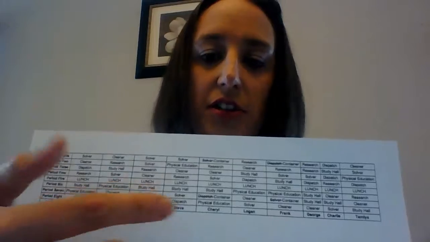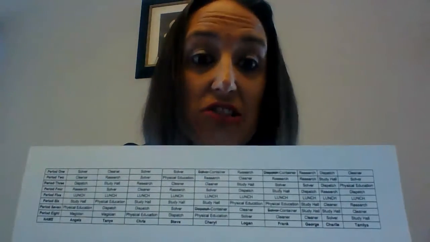So you'll see I have each character, Angela, Tanya, Chris, and so on, and where they are, first period, second period, and so on. And you'll notice that strikeout tool comes up again right here. We see that Cheryl's first period must change at some point during the book.